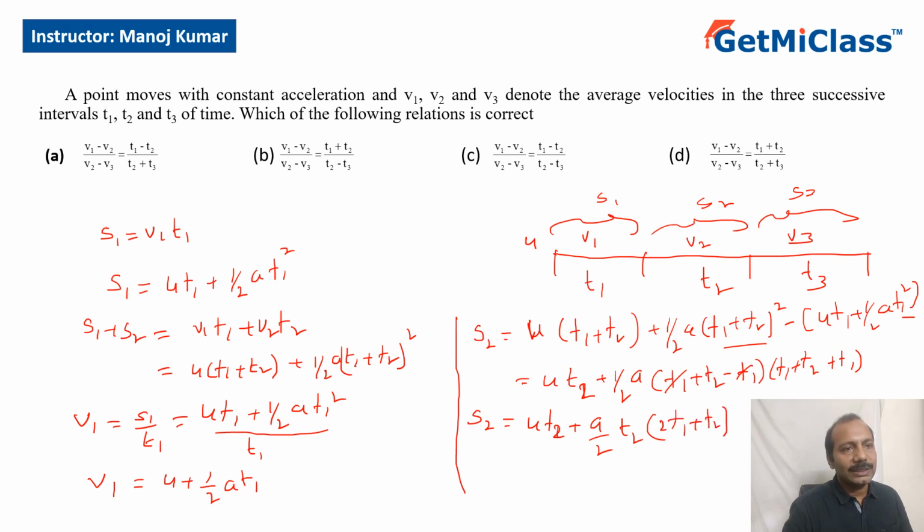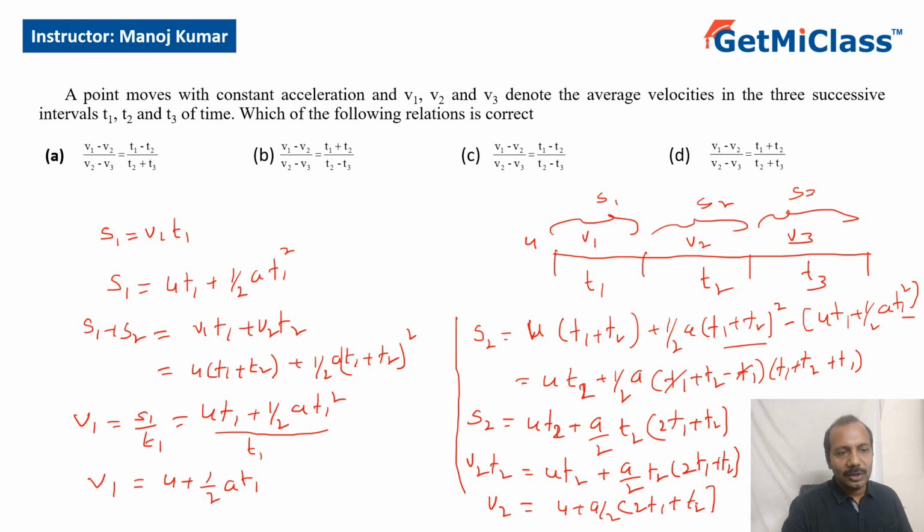But what is S2 equal to? S2 equal to V2 into T2. So V2 into T2 equal to U T2 plus A by 2 T2 into 2T1 plus T2. So from this I'll get V2 equal to U plus A by 2 into 2T1 plus T2. This is the expression for V2. I need to find V2 minus V1. So let's do that in the next slide.